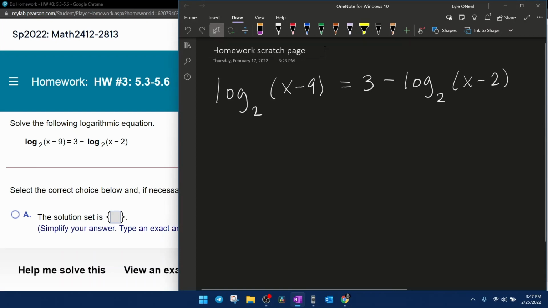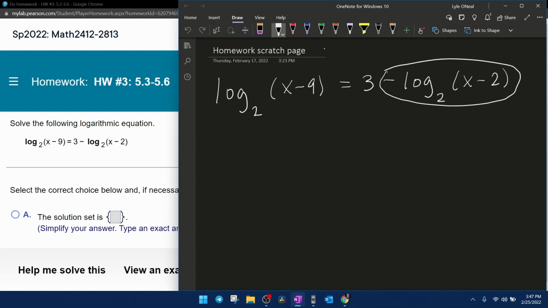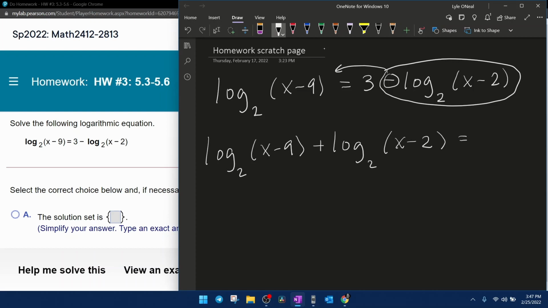All right, so my first question for you is, how many logs are there? And the answer is too many. There's too many logs here. We're going to have to condense those logs into a single log. And the way we're going to do that is we're going to bring this logarithm over to get with the other one. So this log was negative. Bringing him over will make him positive. And now that's going to just equal 3.